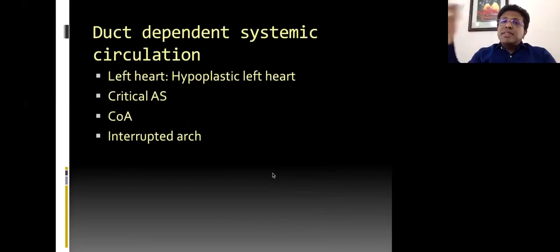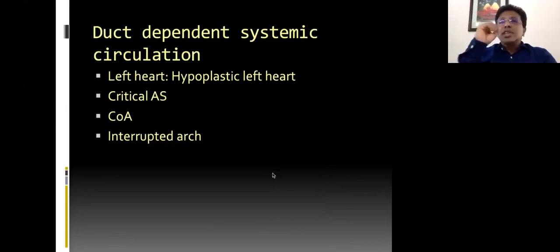The aortic stenosis can present in 2 ways. It can present as a duct-dependent systemic circulation in the newborn period. That is, when there is severe aortic stenosis, when the baby is born, for the first 2 days it will be okay, but when the PDA starts to close, there is decreased systemic outflow.